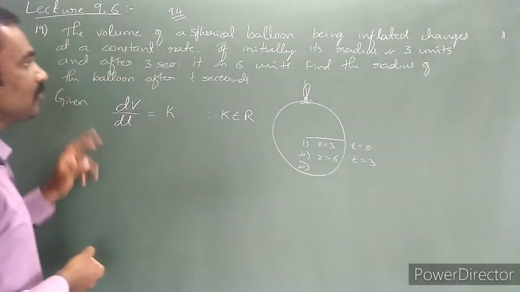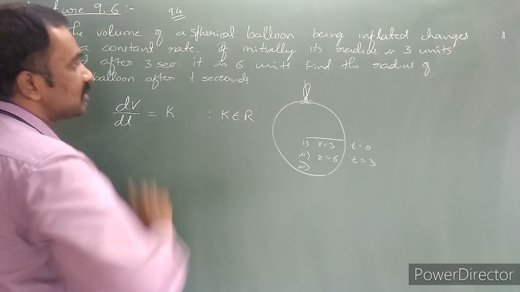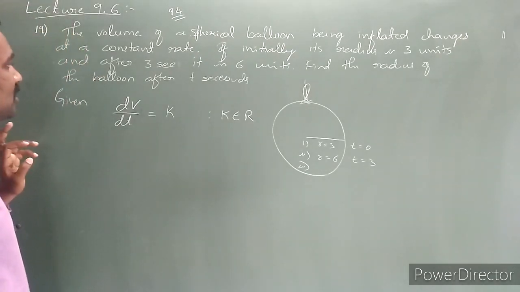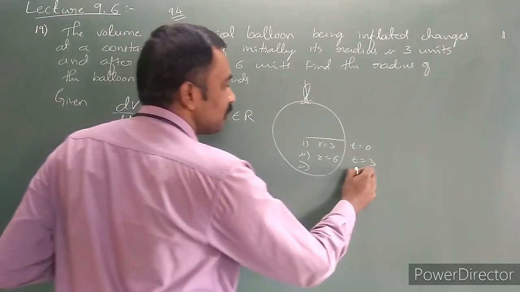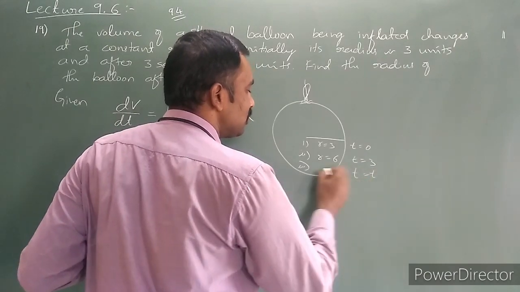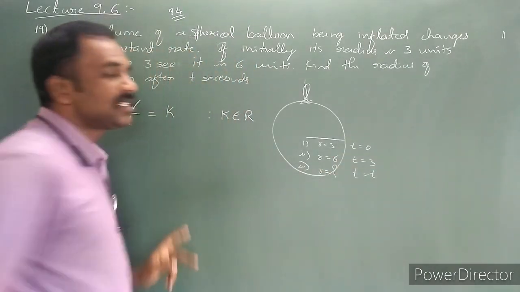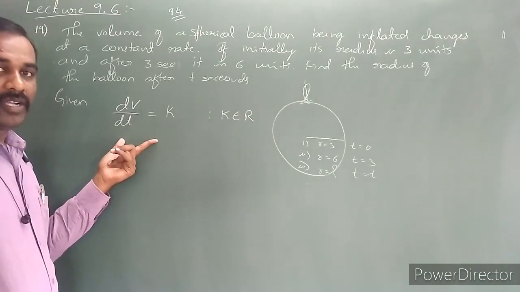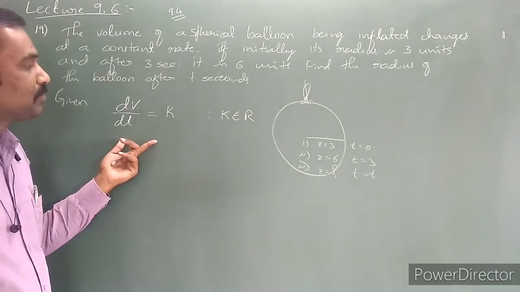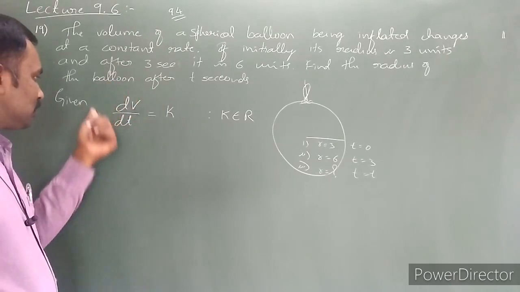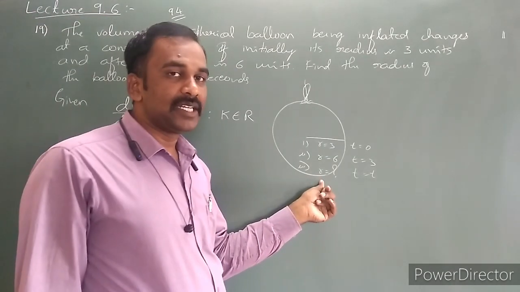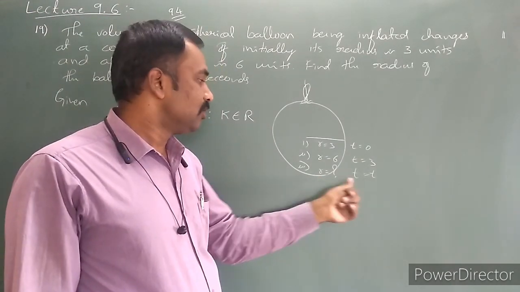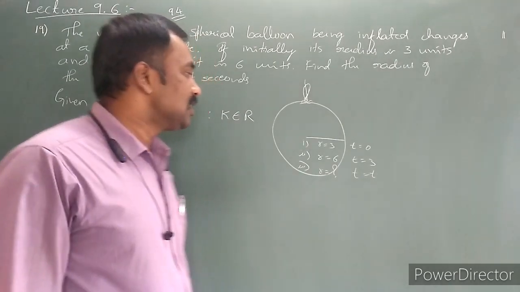Next, after 3 seconds, 6 units, find the radius of the balloon after t seconds. We are required to find this. How to find it? They have given a differential equation. Using this differential equation, we need to find the radius of the spherical balloon at time t seconds.